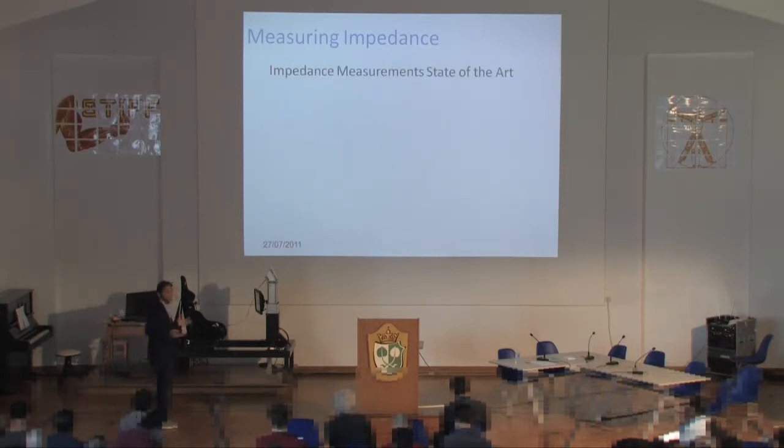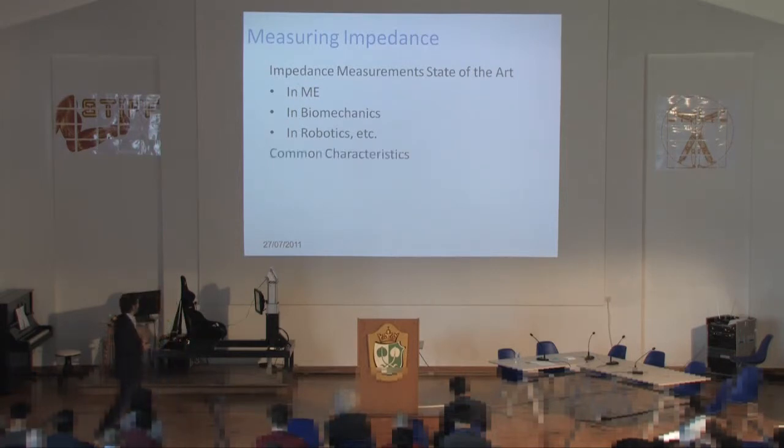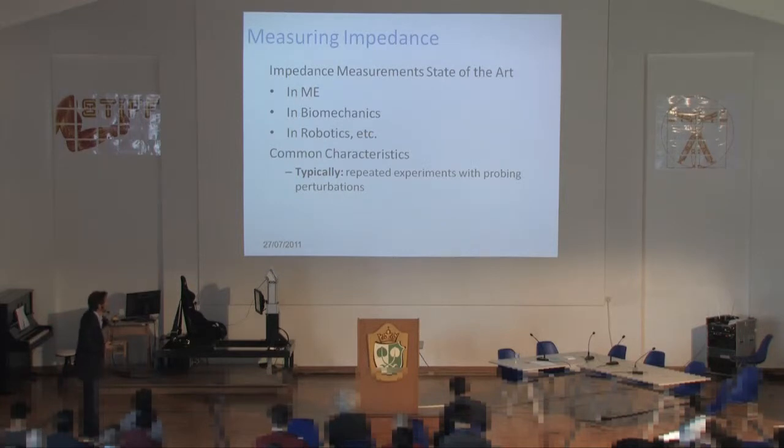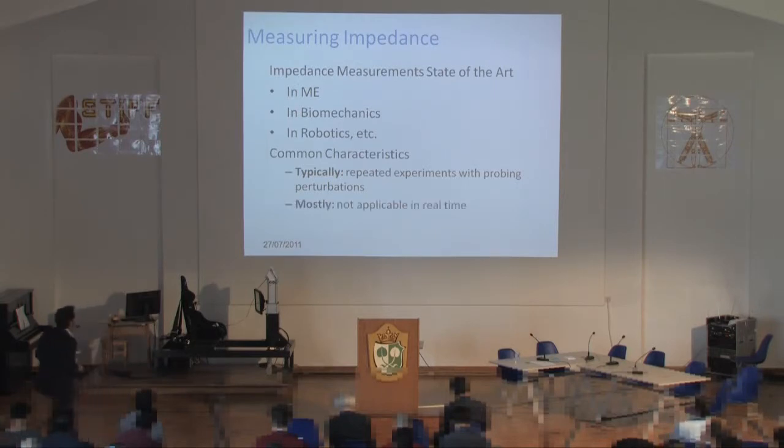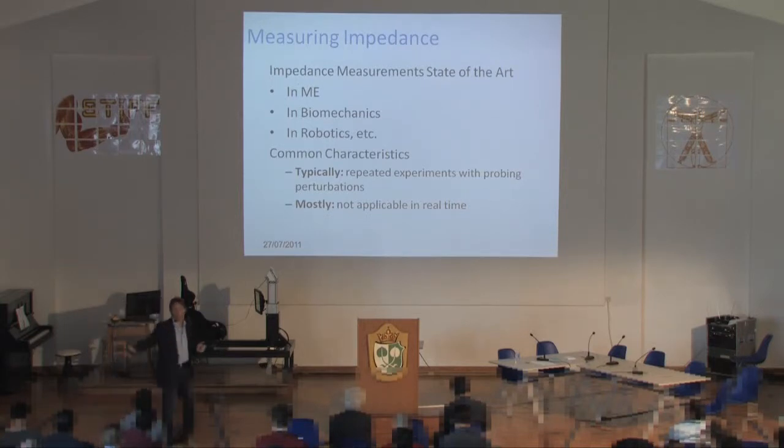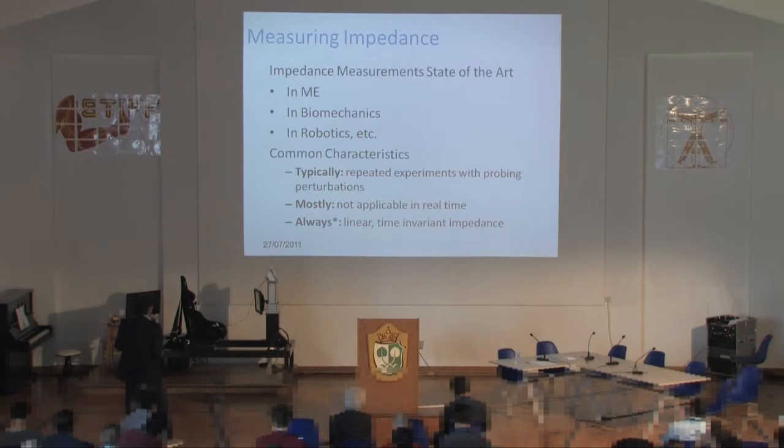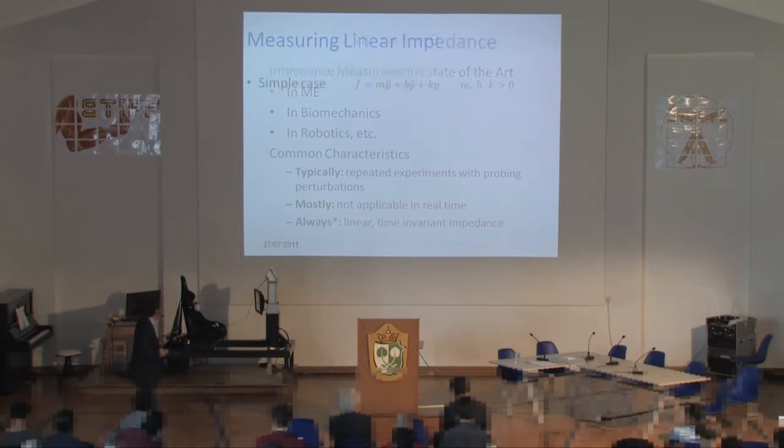So anyway, we do measure impedance. How do we measure impedance? In mechanical engineering, in biomechanics, in robotics, impedance has been measured most often with repeated experiments with probing perturbations. So we have the arm somewhere, we probe with a force or with a displacement, and we measure the force or the displacement. Those methods are mostly not applicable in real time, while we would like to have measurement while moving. And they're always linear, time invariant definitions of impedance. They're not really suited to our setup.